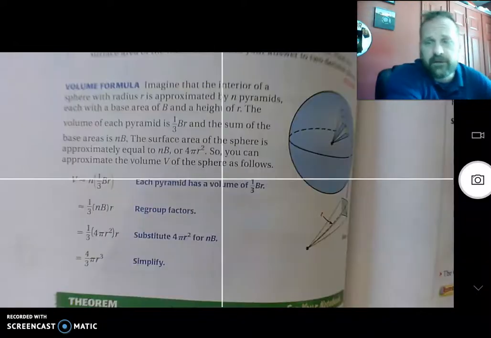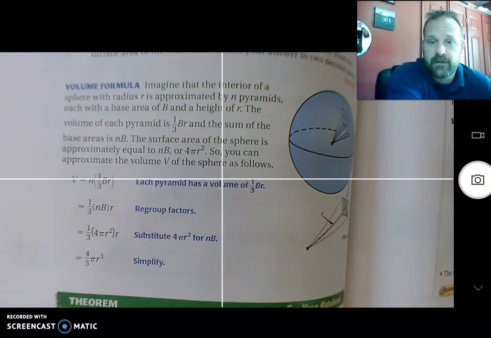All right, so the derivation is not derivative, but the derivation. How did I arrive at this formula? This is a wonderful derivation of how the volume of a sphere came about. So take a look at this. If you're interested in taking physics and you like to do algebra, this is where it's at.